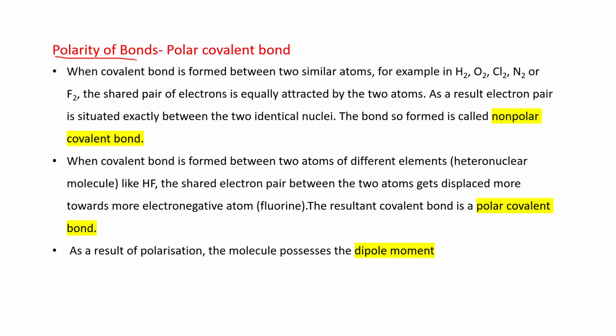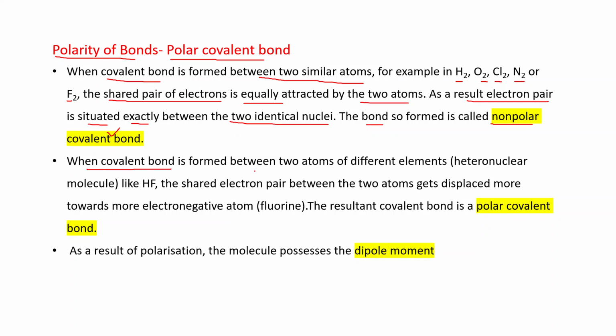First of all, polarity of bonds, that is polar covalent bond. When a covalent bond is formed between two similar atoms, for example H2, O2, Cl2, N2 or F2, the shared pair of electrons is equally attracted by the two atoms. As a result, the electron pair is situated exactly between the two identical nuclei and the bond so formed is called a non-polar covalent bond.